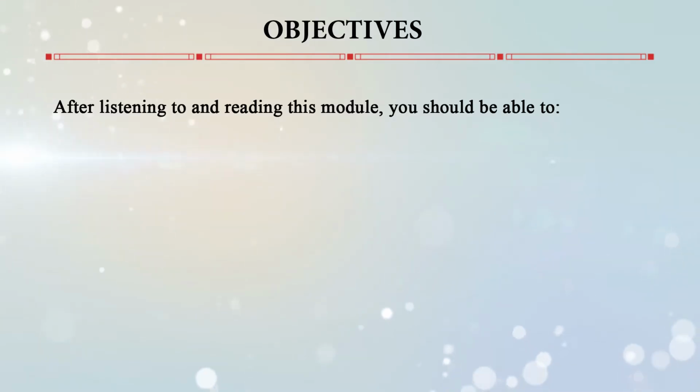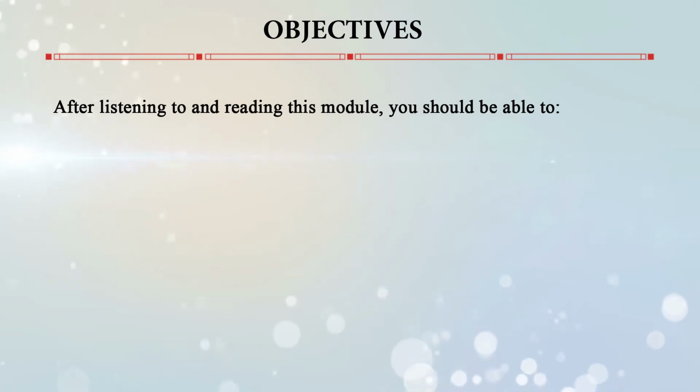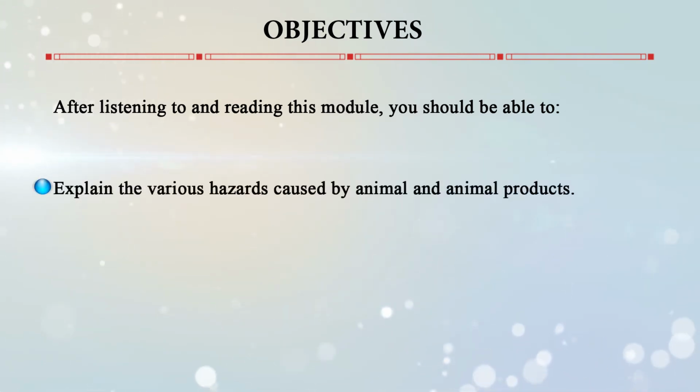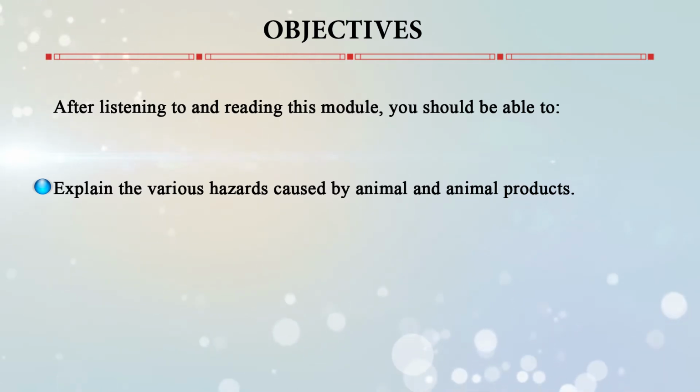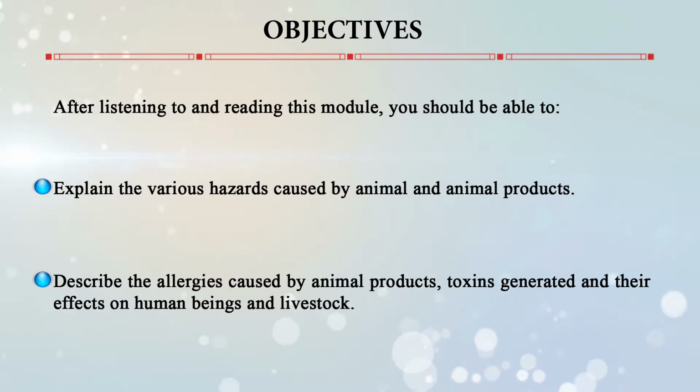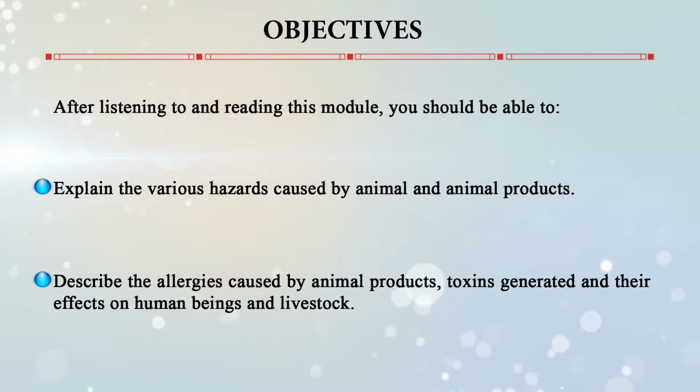So let us now see the learning objectives of this module. After listening and reading this module, you will be able to explain the various hazards that are caused by animal and animal products by the consumption of these. And you will also be able to describe and understand the allergies that are caused by animal products, the toxins that are generated and their effects on human beings and livestock.